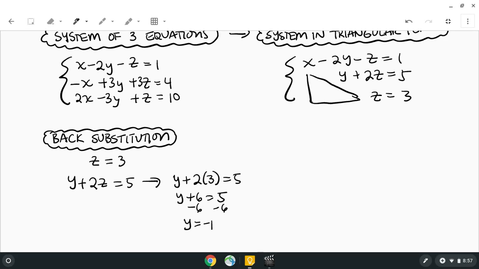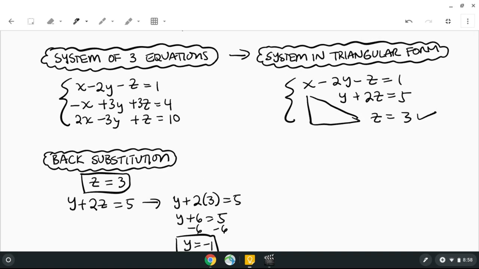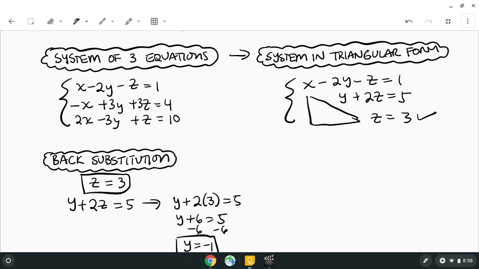So I know what z is. z is 3, that came from over here. Now I know what y is, and all I need is x. So now I can use that top equation. Remember, when it's in triangular form, you know the answer to one of the variables. We know the answer to z. z is 3, so you can back substitute into this one.